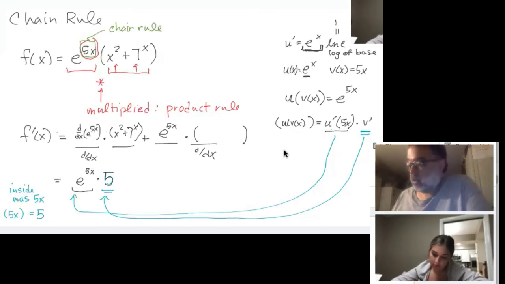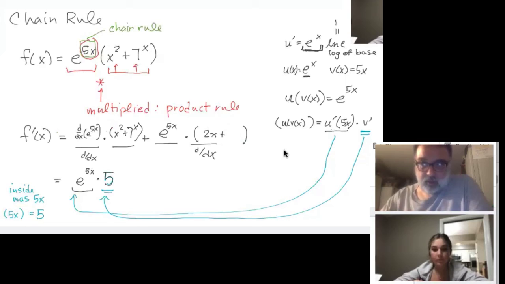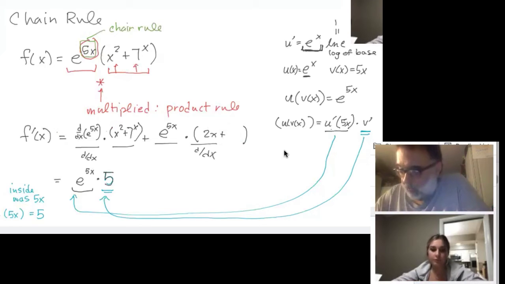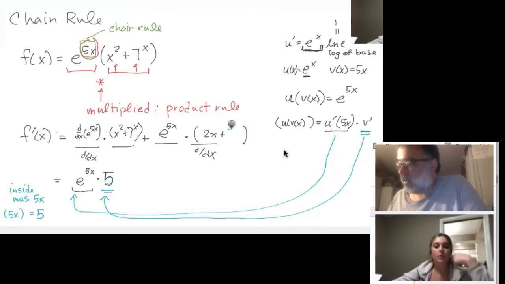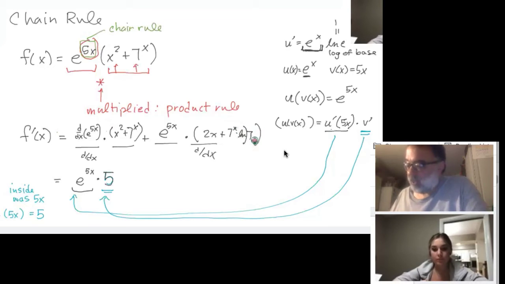Exactly. And the derivative of two things added together is just adding together the derivatives. So that's why we're not having to do anything fancy. These two things, x squared and 7 to the x, are just added together. So we just add together the derivatives. And then for the 7 to the x, it would just be the natural log of 7 times the 7 to the x. Exactly.